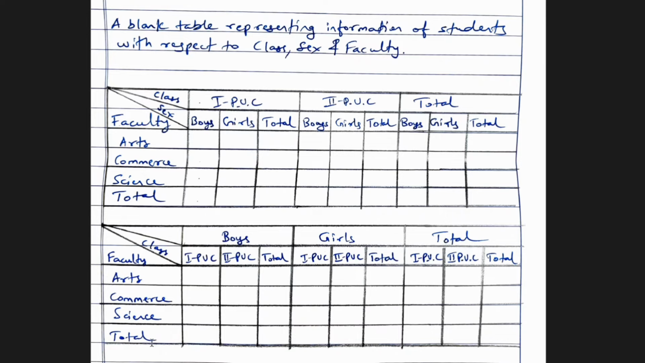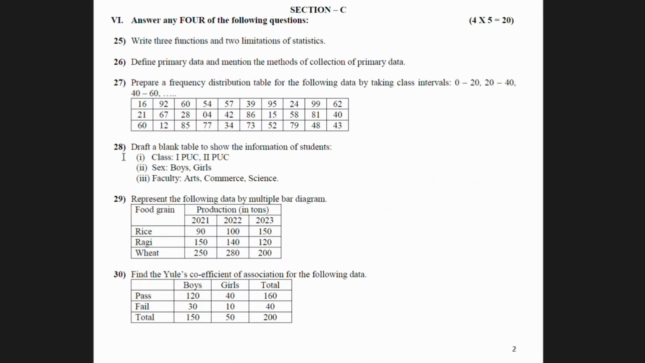If you are taking any shortcuts, for example, instead of writing first PUC, if you just write Roman numerals 1, 2, then T, then in a footnote you can mention 1 means first PUC, 2 means second PUC, T means total. If you have taken any abbreviations or shortcuts, otherwise it is fine. So you can draw the table in both ways. This is how you represent the blank table for the given characteristics. I hope the 28th one is clear to you.